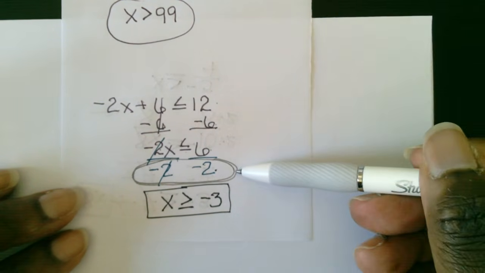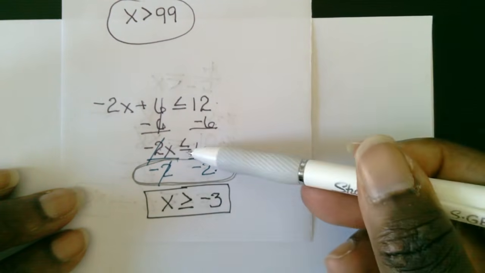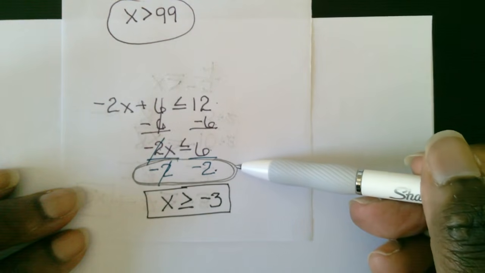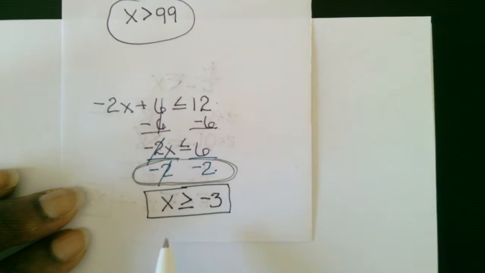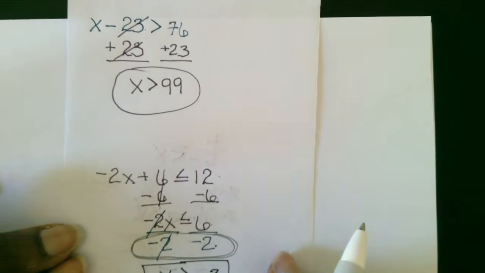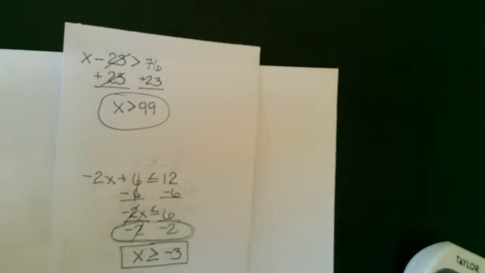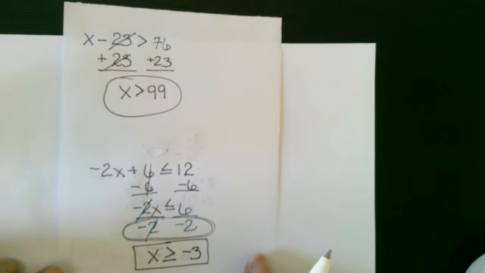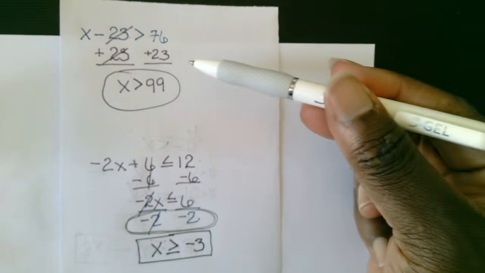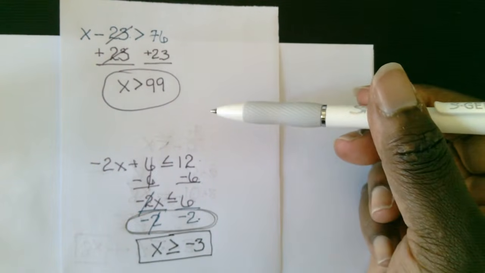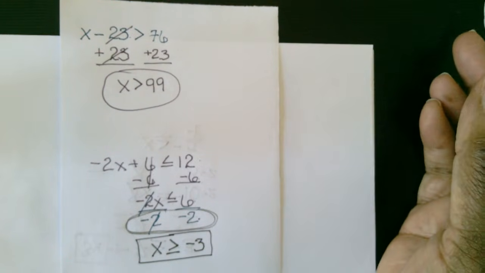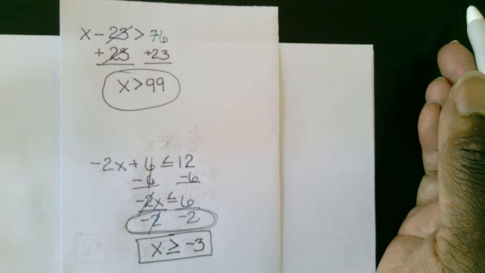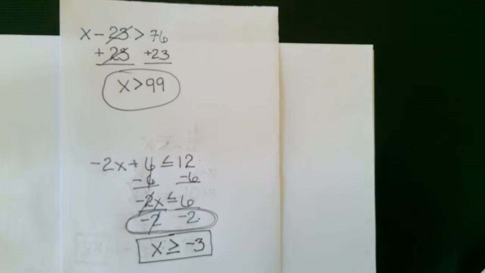So do you see the reason why we would change the direction of the sign? Anytime you get close to the end, usually that happens. When you're dividing or multiplying by a negative, you have to flip the direction of the sign. Let me see if I can put both of them on the same screen. So for the other equation, all we did was add 23 on both sides, so the inequality sign did not change.